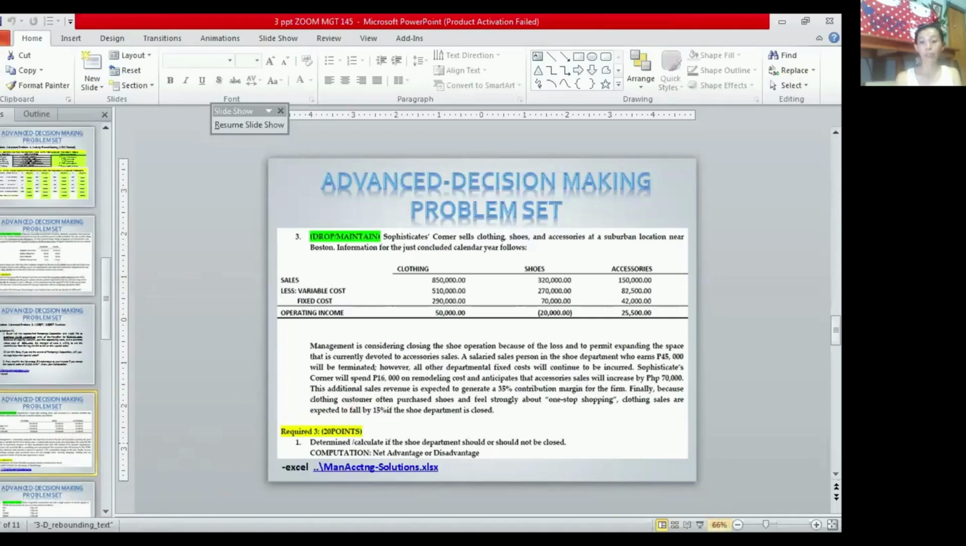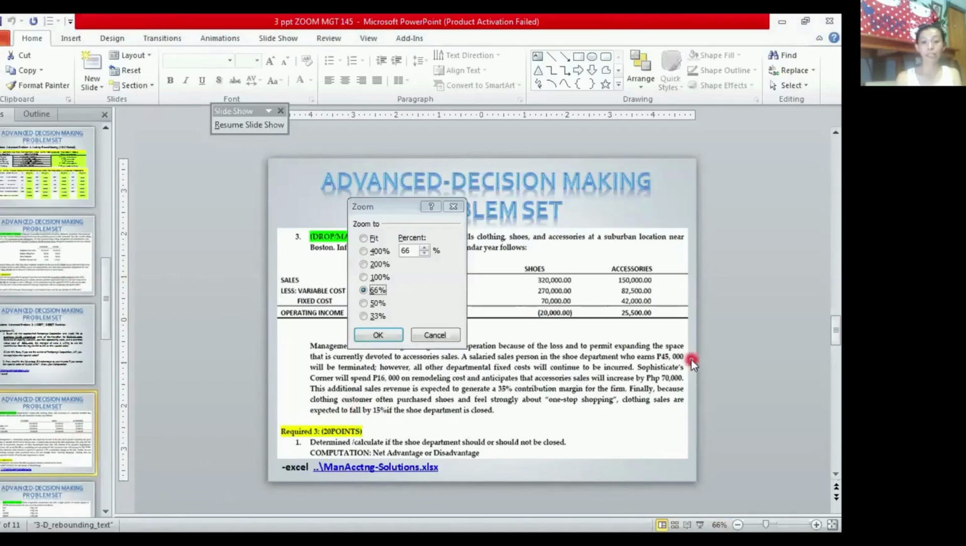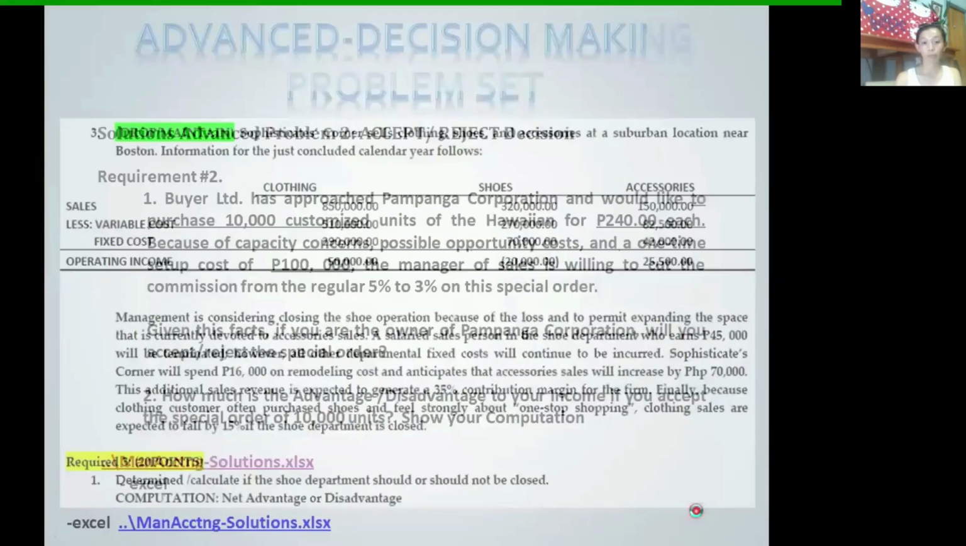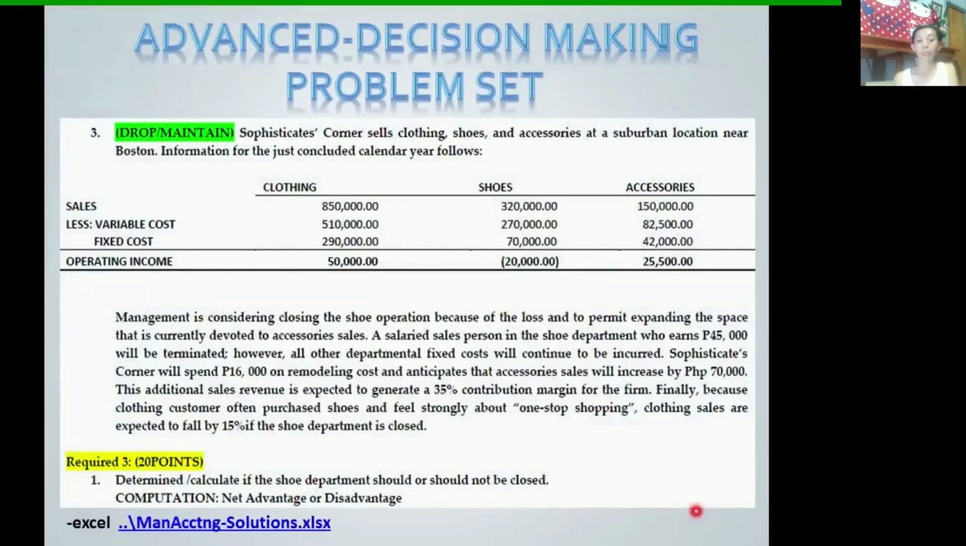So we go with the third one, which is, sorry for that, the drop or maintain. Drop or maintain. Sophisticate Corner sells clothing, shoes, and accessories at a suburban location near Boston.